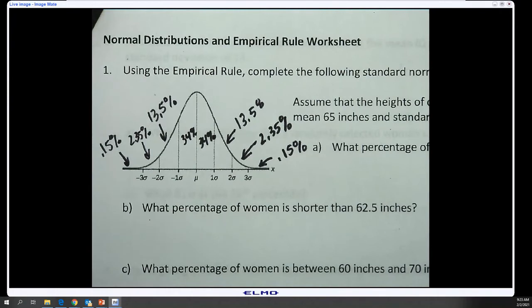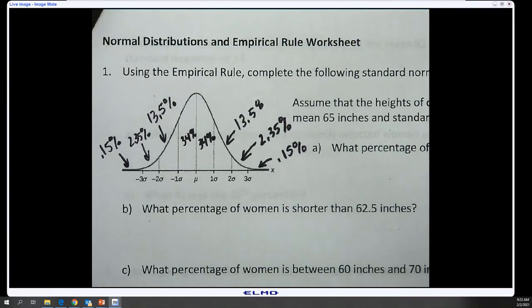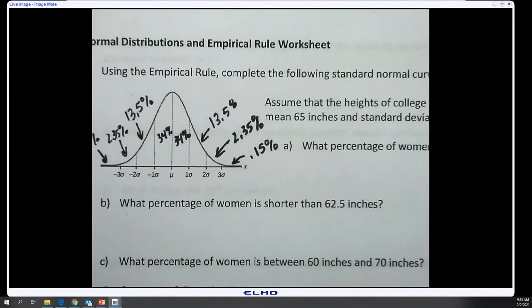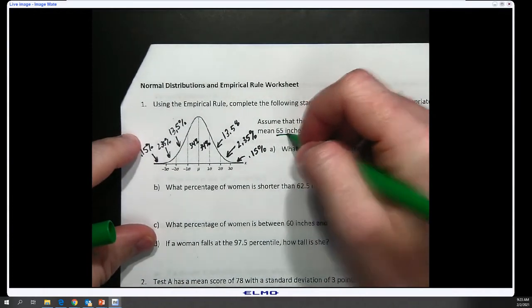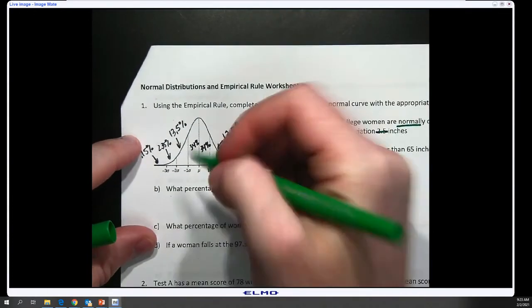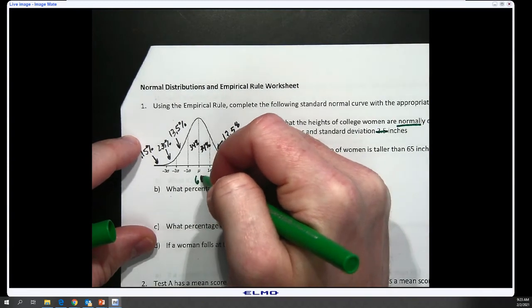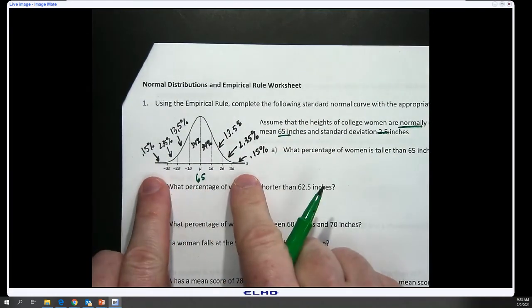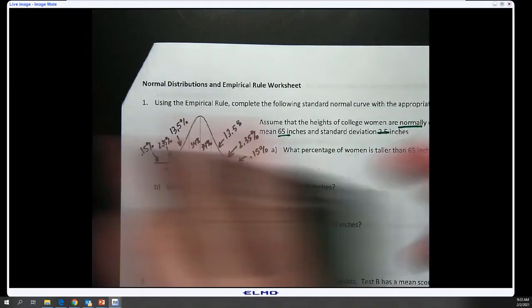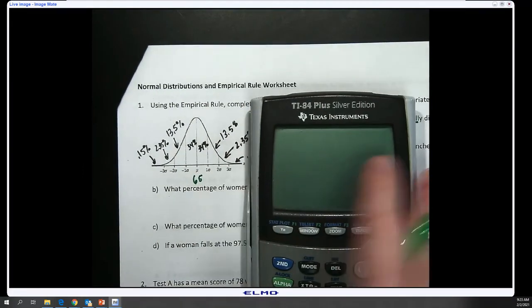And then it gives us a setup in this situation where the heights of college women are normally distributed. It's important to be paying attention to what the distribution is. This one's obviously normal. And then the mean is 65 inches, standard deviation 2.5 inches. So this is 65 in the middle. And what we could do is find the rest of these by adding or subtracting 2.5. You can use Dora to help you out with that.